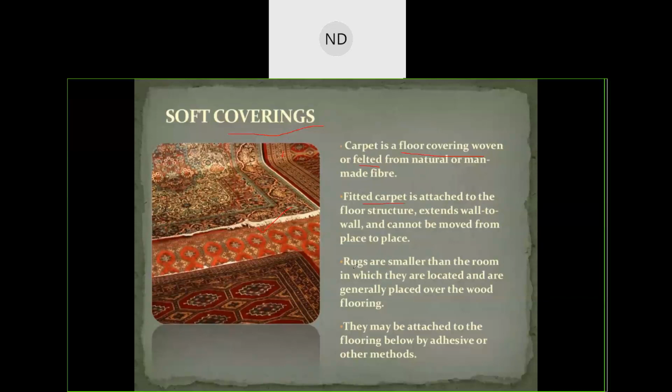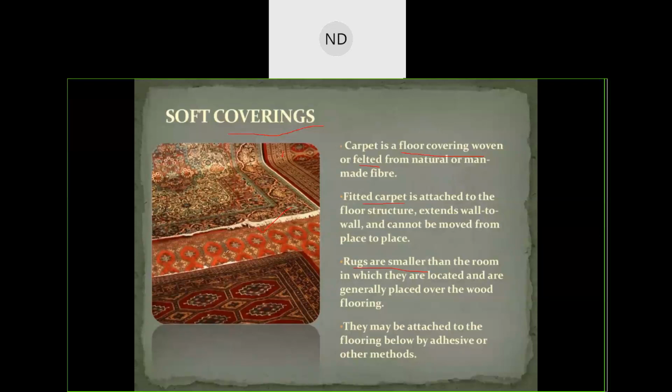Another type is rugs, which are smaller than the room in which they are located and are generally placed over the wood flooring. Okay, this kind of rug is also a soft kind of covering, used for areas smaller than the room's size, and generally located where you use wood flooring.